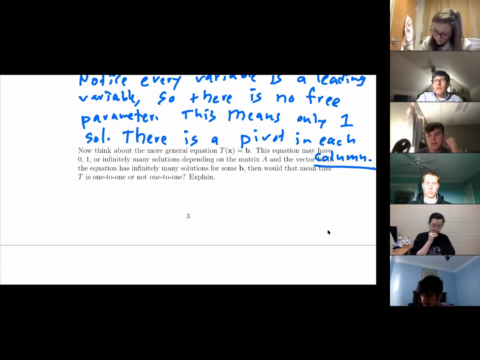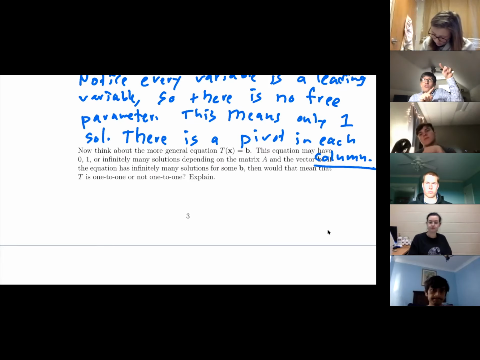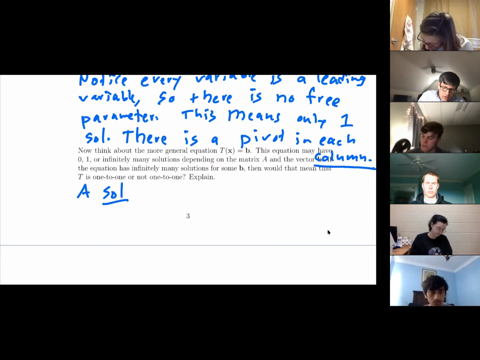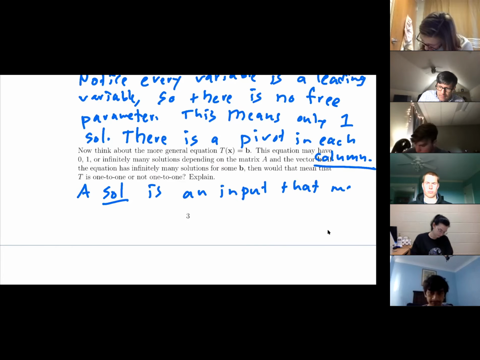I mean, I guess just because if there are infinitely many solutions, then odds are that at some point there would be like a collision. Yeah, so in fact, if there are two solutions to something, that means that there are two inputs mapping to the same output. So if there's infinitely many solutions, that means that there are infinitely many things all mapping to the same thing, right? A solution is an input that maps to that output.